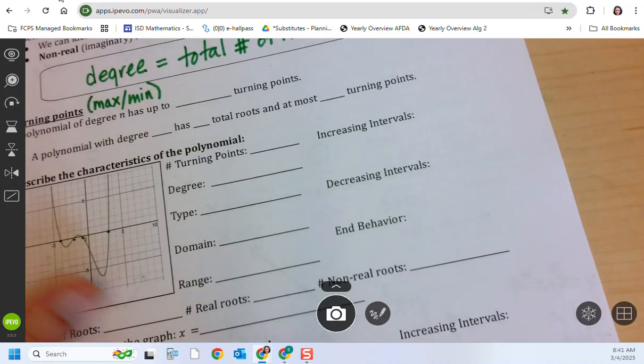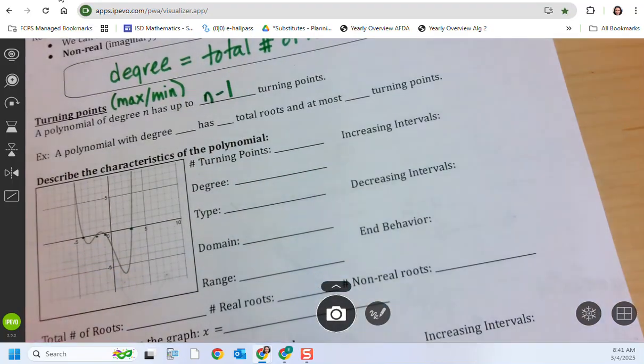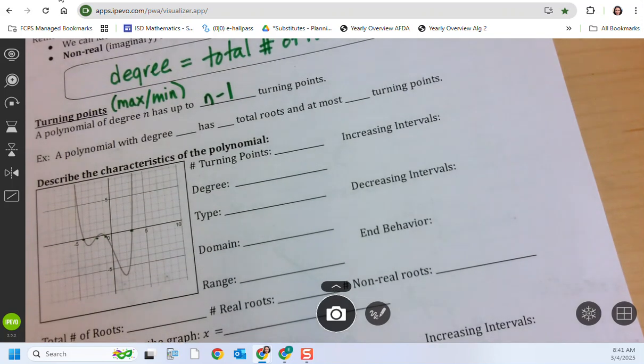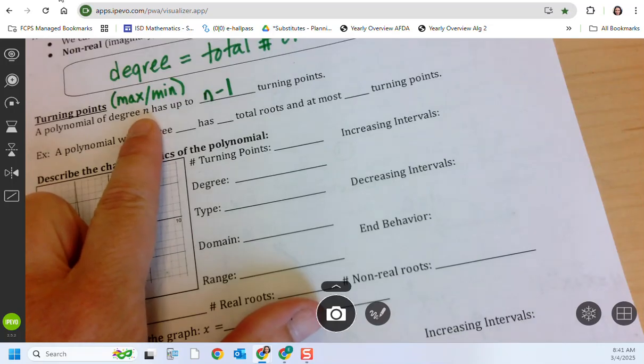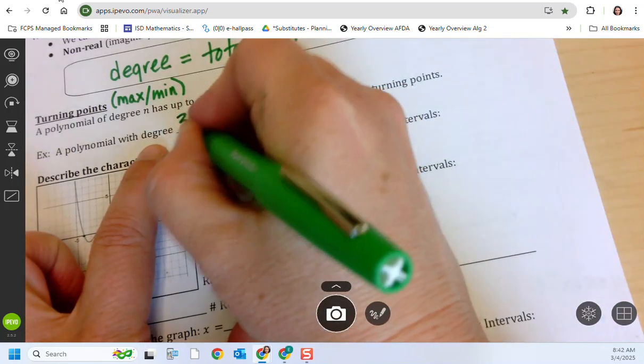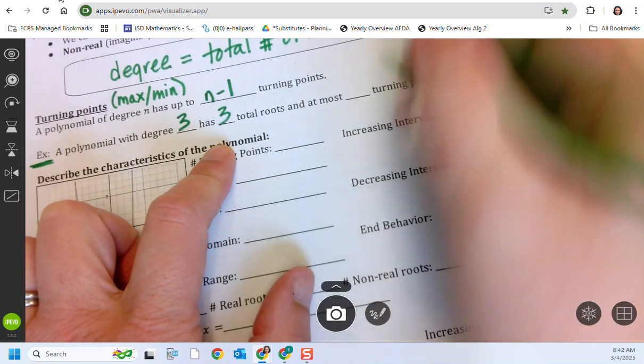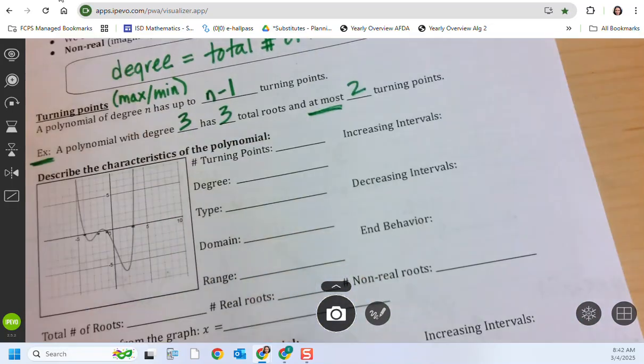Sometimes you'll have fewer than that. That's why it says it has up to this many turning points. So it's n minus 1. So if the degree is 4, the maximum it can have is 3 turning points. What does n stand for? The degree. So if the degree is n, it has 1 less than n turning points. For example, if the degree is 3, then it has 3 roots and at most 2 turning points. Remember I showed you the shapes on the other side, and that quartic only had 1 turning point, but it could have had 3 turning points.